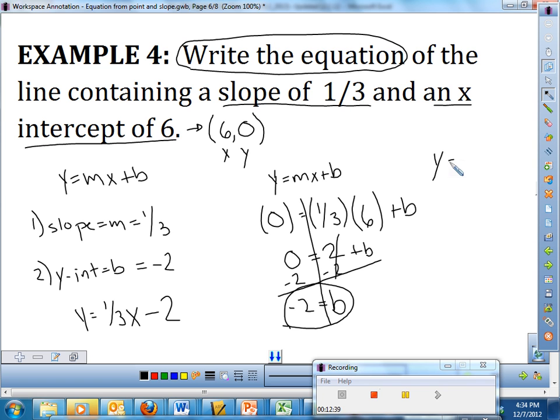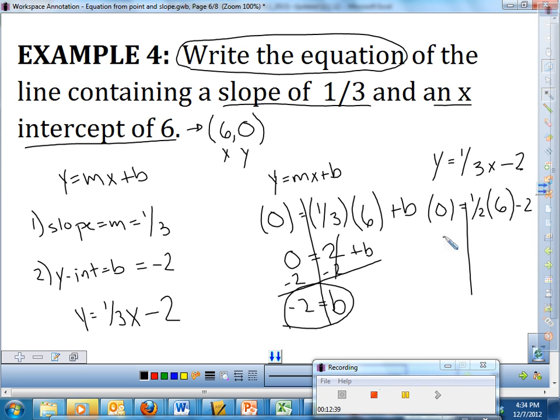So I'm going to rewrite the equation I found, y equals 1/3 x minus 2. My y value was 0. I had 1/3. My x value was 6 and a minus 2. I'm going to bring down my 0. 1/2 times 6 is 3. Three minus 2 is 1. Uh-oh. I must have done something wrong because I did not get 0 equals 0. Now, at this point, a really valuable thing for us to do is to stop and just check. Did we write everything down correctly?